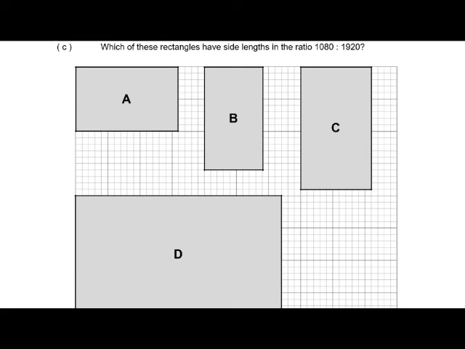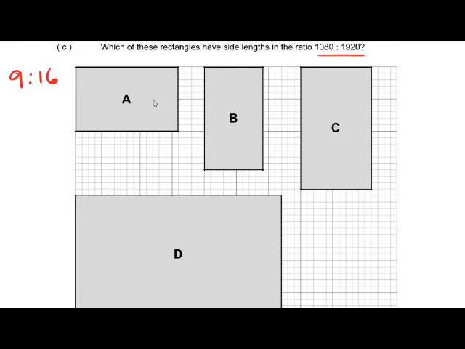Part C states that which of these rectangles have side lengths in the ratio of 1080 to 1920. And what you need to do, the trick to this, is go back to part A and use the simplified ratio of 9 to 16. So you're looking for ratios of 9 to 16. It's far more easy to manage than this 1080 to 1920. Let me show you what I mean.